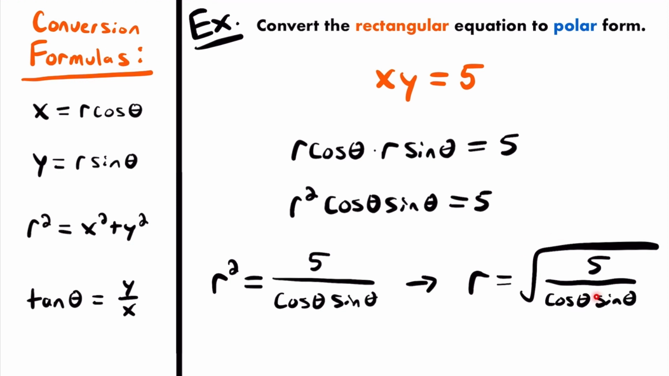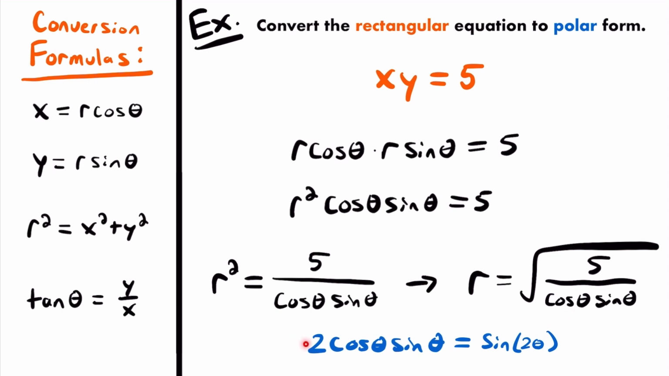Okay, and so this would be an acceptable answer for the polar form of this rectangular equation, but if you are familiar with your trigonometric identities, you can simplify this further into a nicer form. In particular, the trig identity that we can use in this case is that 2 times cosine theta times sine theta is equal to sine of 2 theta. We have cosine theta times sine theta in the denominator here, and so we could rewrite that using this identity.